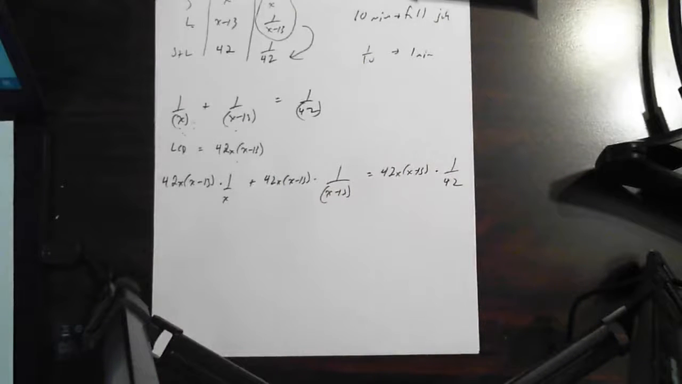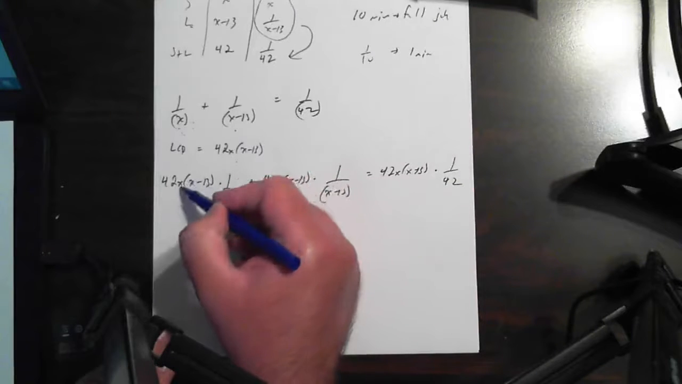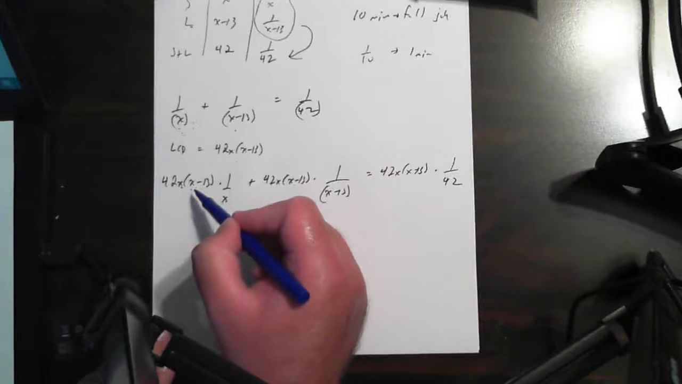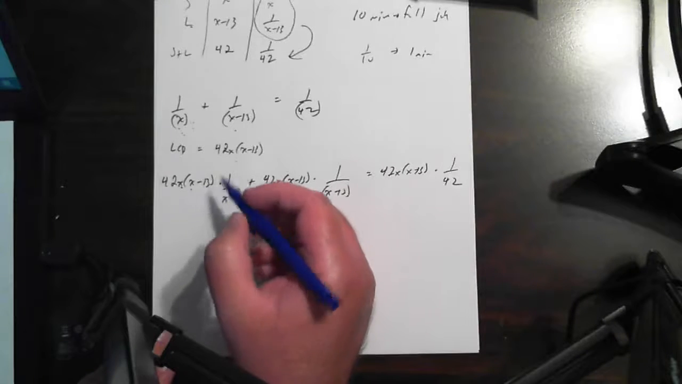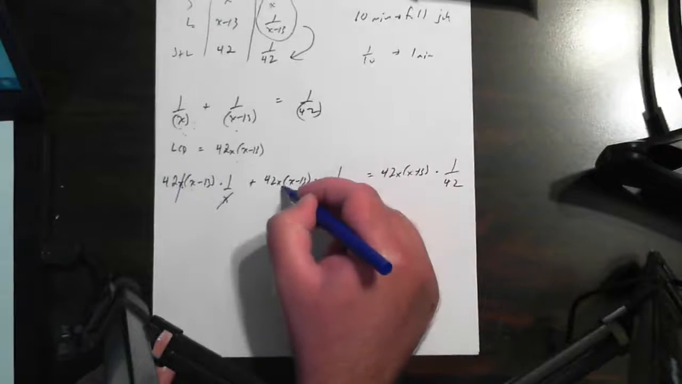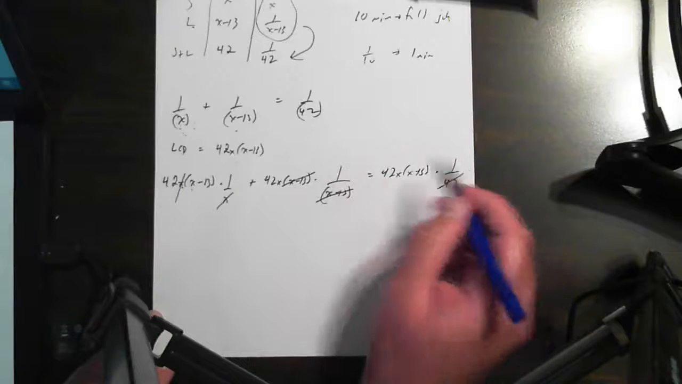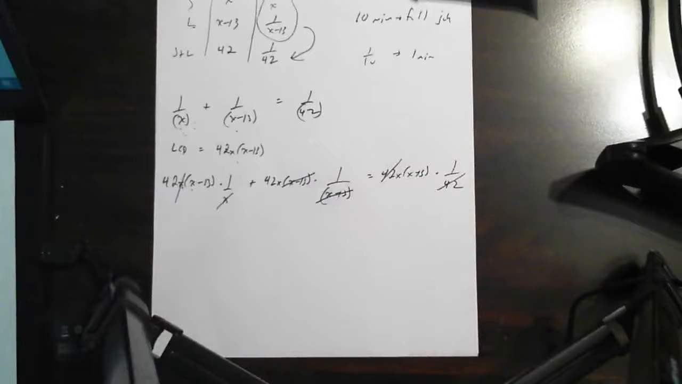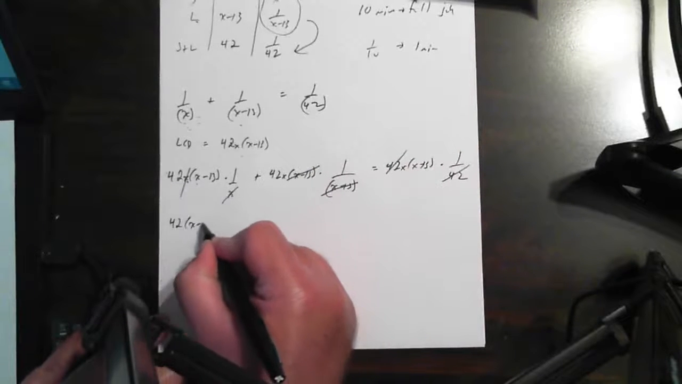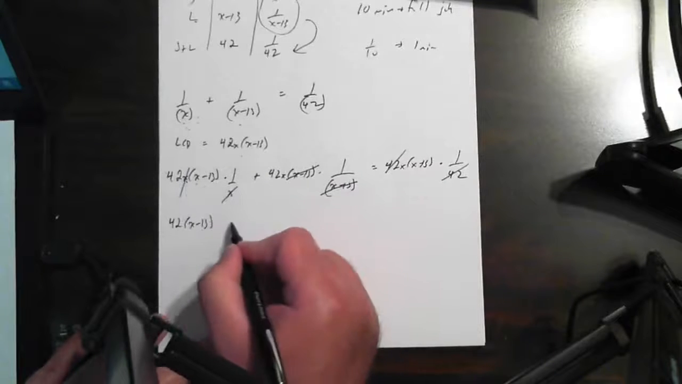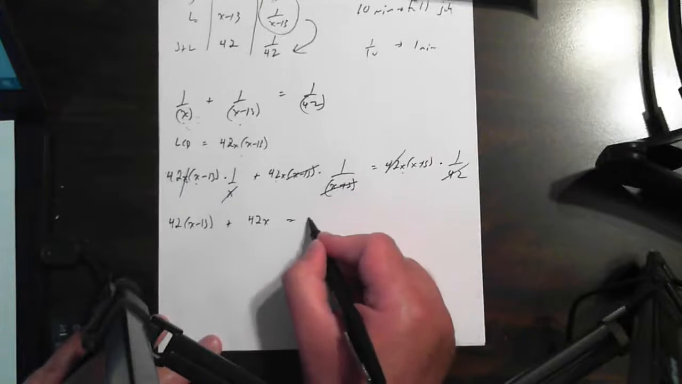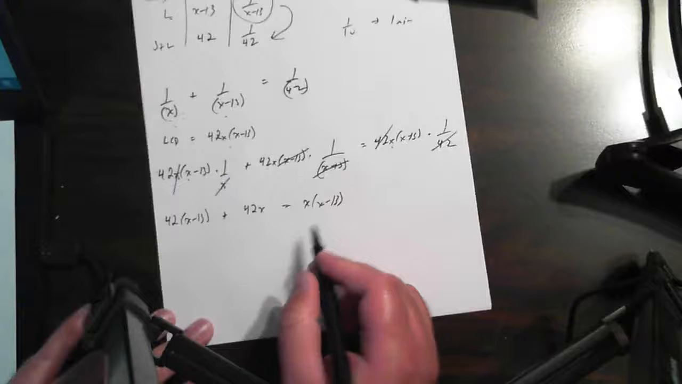I can simplify a little bit here, because this x will cancel with this x right here. Not this one, because this one has minus 13 attached to it. I can only cancel multiplication and division, not subtraction. So this x cancels with that x. Likewise, this x minus 13 can cancel with that x minus 13. This 42 cancels with that 42. That leaves me with 42(x minus 13) plus 42x on one side, and x times (x minus 13) on the other side.